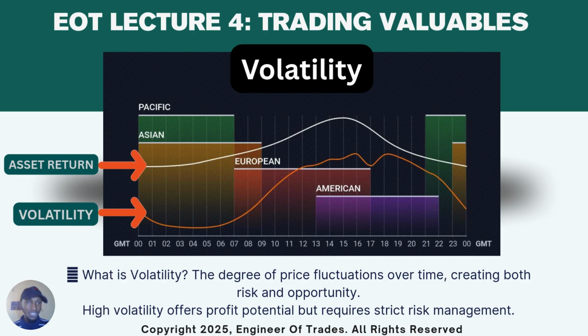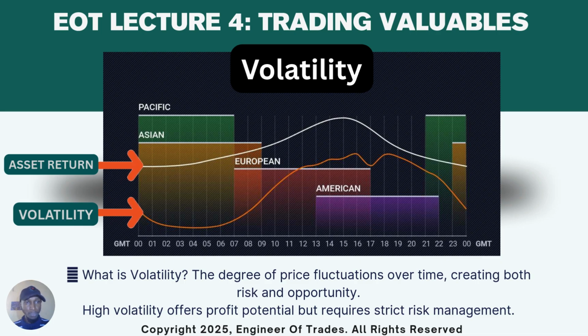So using this chart that you're seeing, in that chart we have the different sessions. We have the Asian session beginning there, then we have the European session, then we have the American or the US session. But you can also see two lines. We have the white one, which represents asset return.